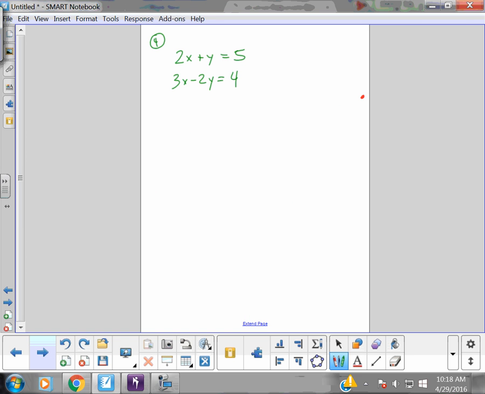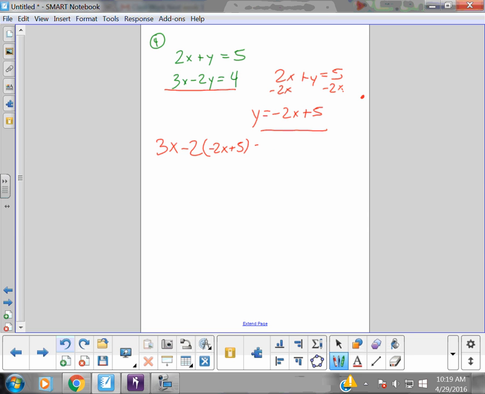Last one, number 4. Can't do anything here. 3 and 2, can't really solve. But up top, oh look, y has a coefficient of 1. So I will take that equation and solve for y this time. And I get y equals negative 2x plus 5. I'll use that with this equation. 3x minus 2 instead of y, I'll replace it with negative 2x plus 5. 3x minus 4x minus 10 equals 4. Negative 1x minus 10 equals 4.